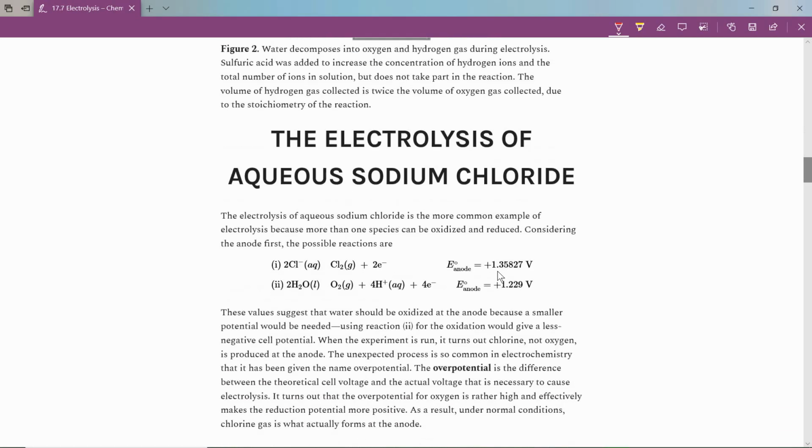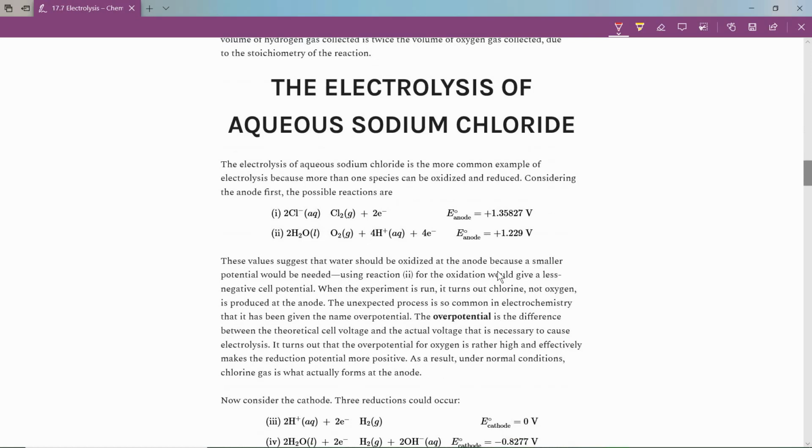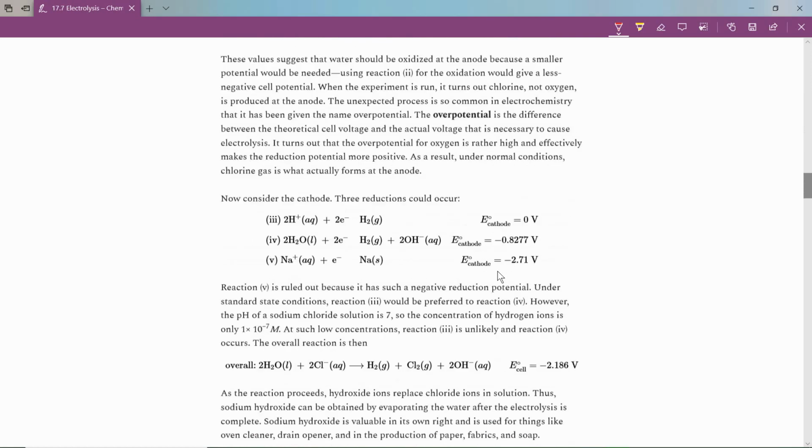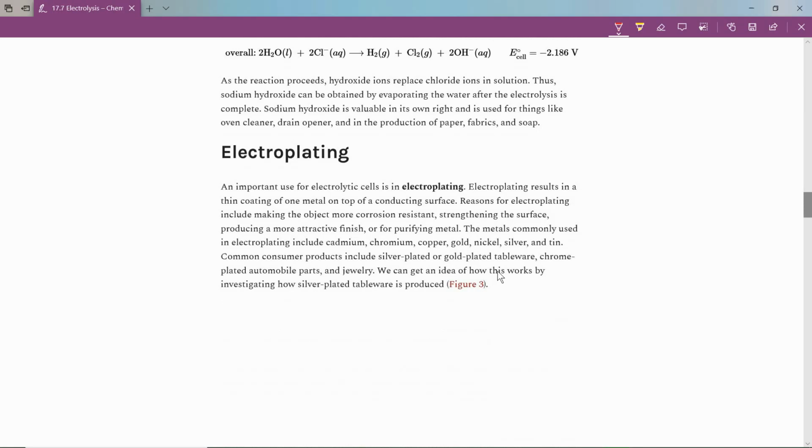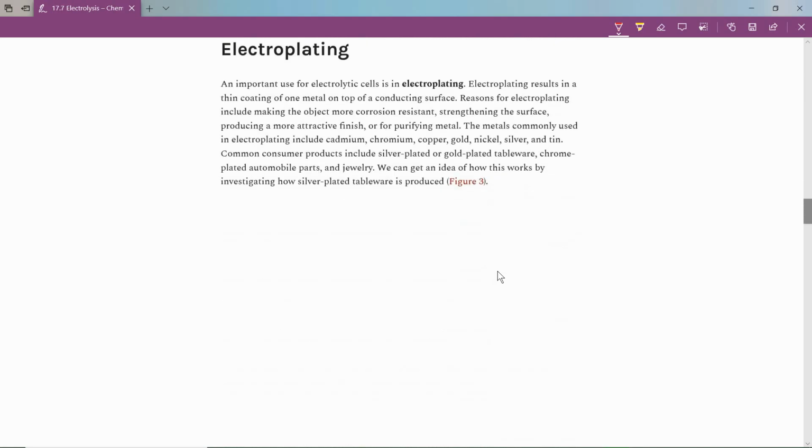Okay. The electrolysis of aqueous sodium chloride, that one I'm going to skip. We can't look at every single thing here. You can certainly read that on your own. Now let's talk about electroplating, because that's interesting.